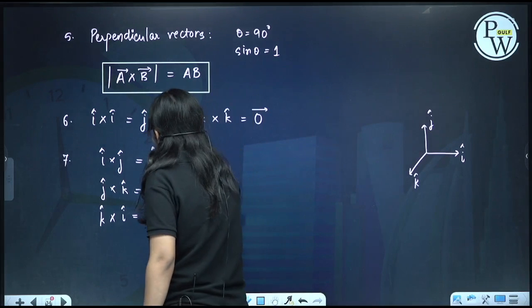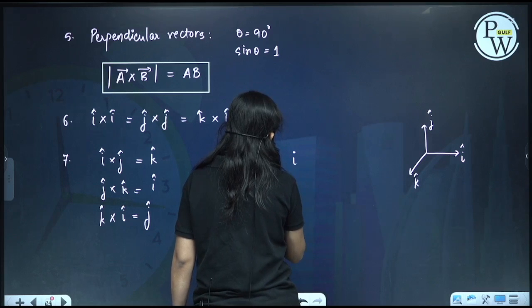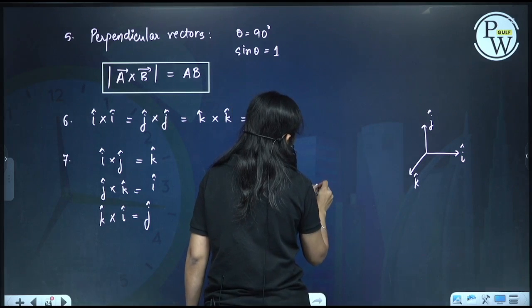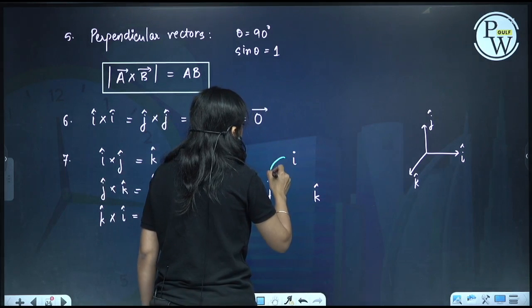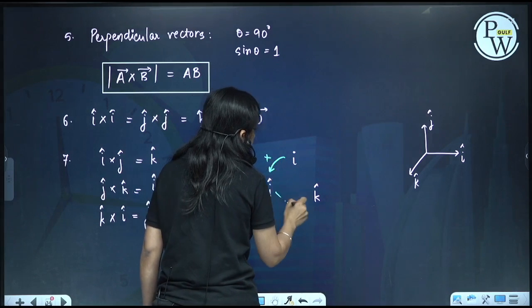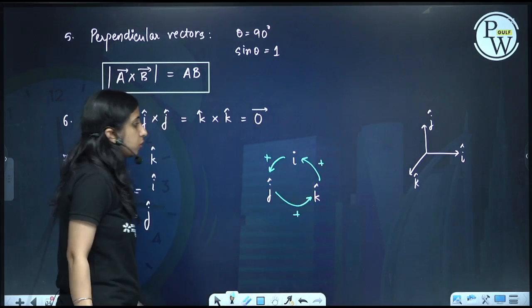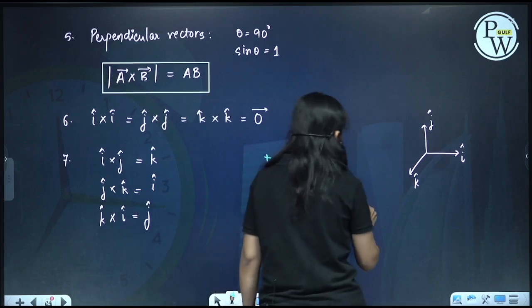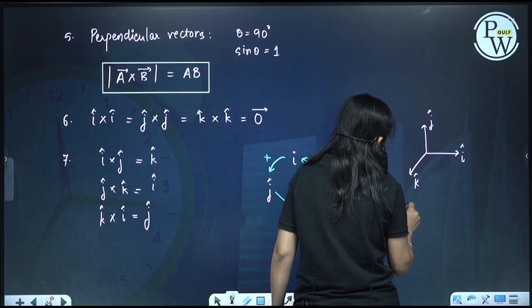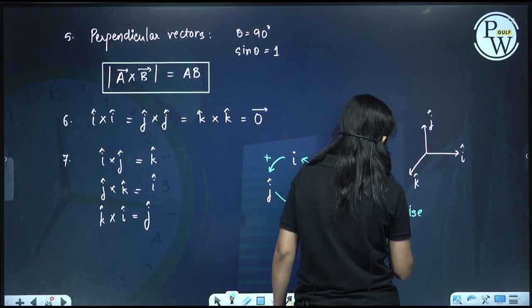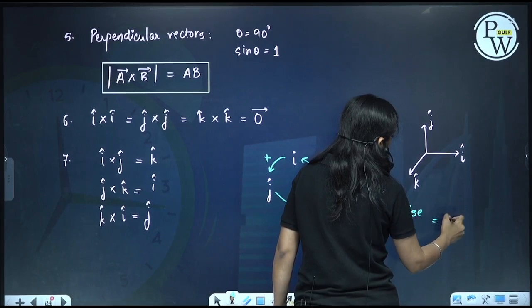Okay, so there is a rule by which we can remember, write I J K like this. This direction, anti-clockwise, will be taken as the positive direction. Anti-clockwise rotation we will take as positive.